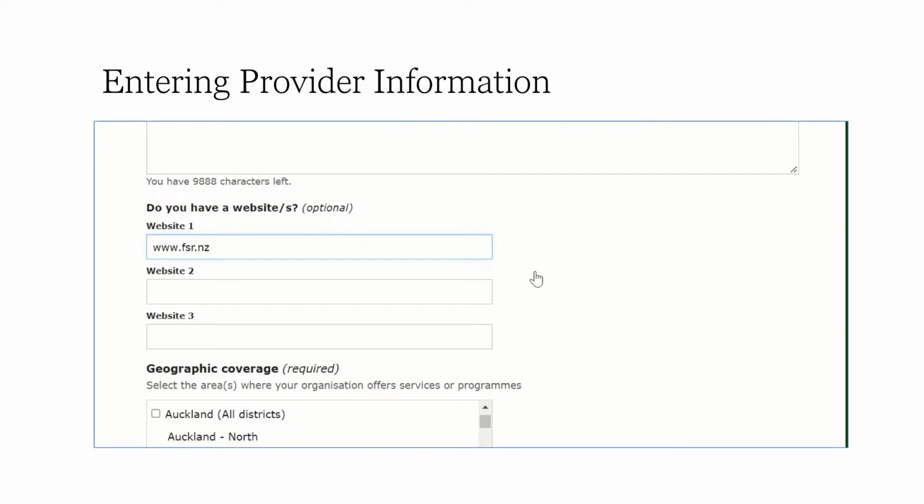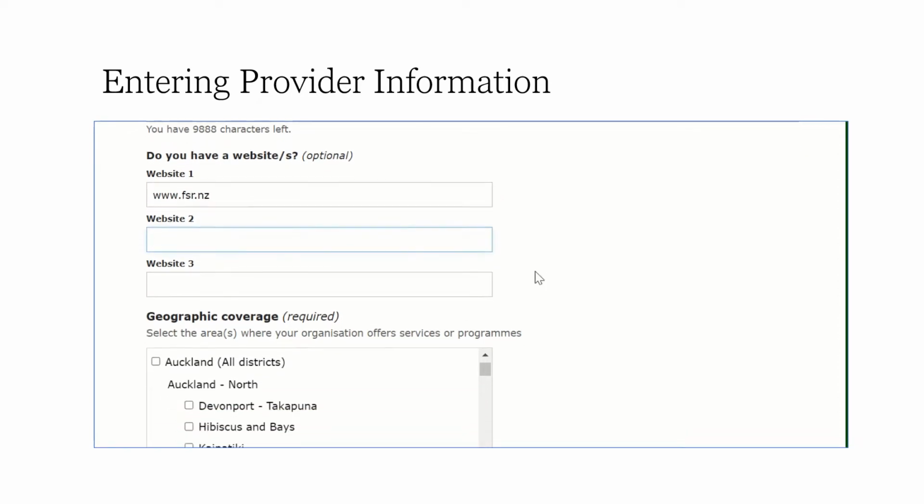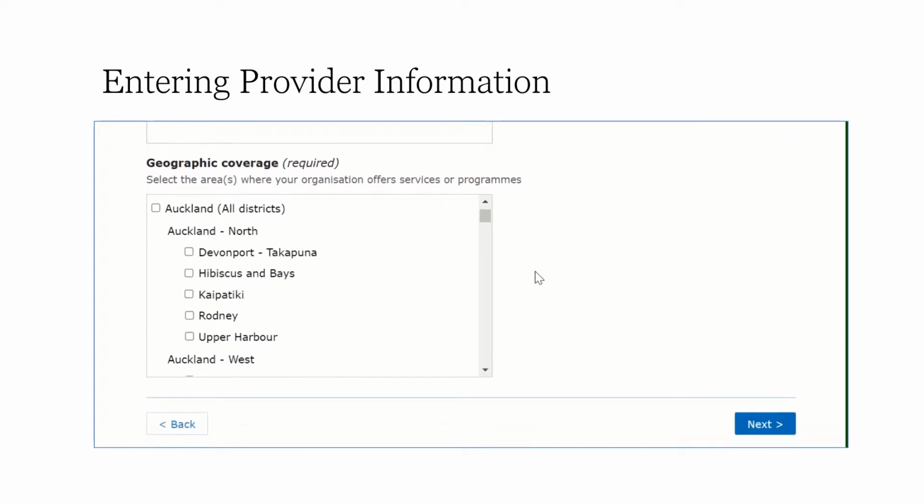And if you have a website or more than one website, if you have a Facebook page, you can include those here. Geographic coverage is where you can tell people what areas of the country you can provide services to. So not just where you are located, but where you offer services.